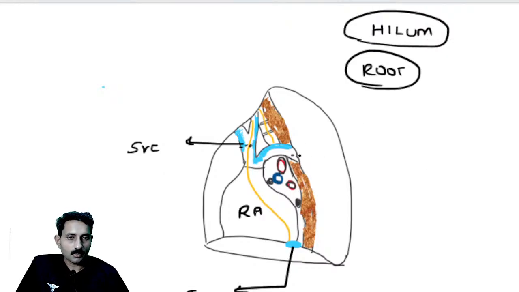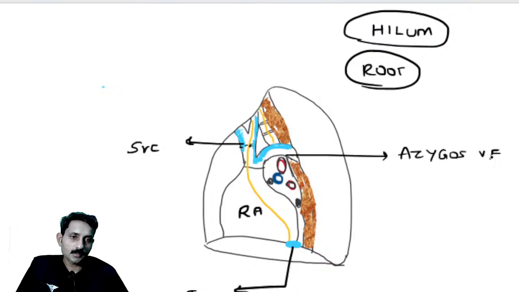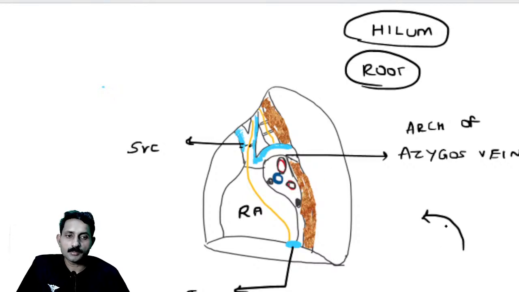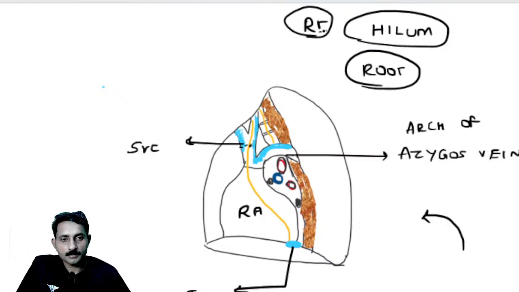And now, what is this vein that is opening into the right atrium? This is called azygos vein. To be precise, it is called arch of azygos vein. It is forming an arch and coming like this. So this is called arch of azygos vein. It will be present only on which hilum? Right hilum.